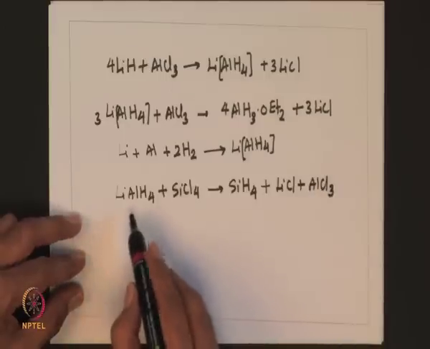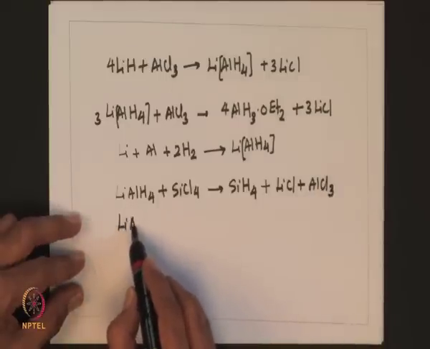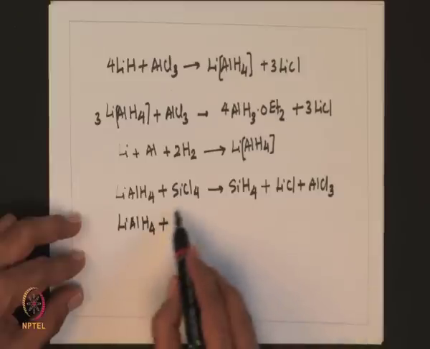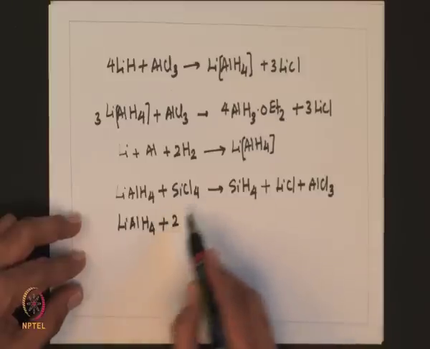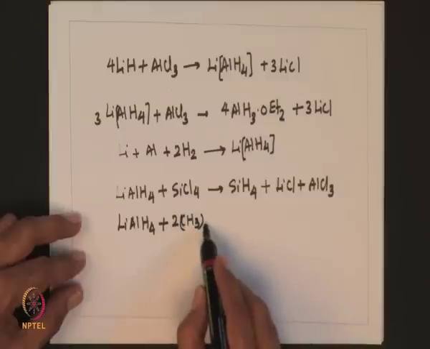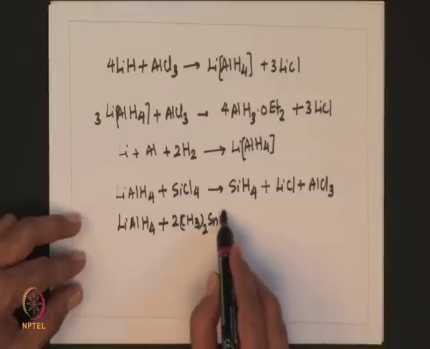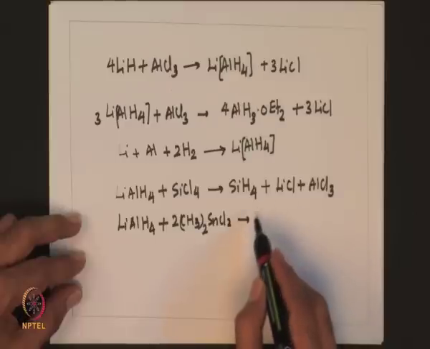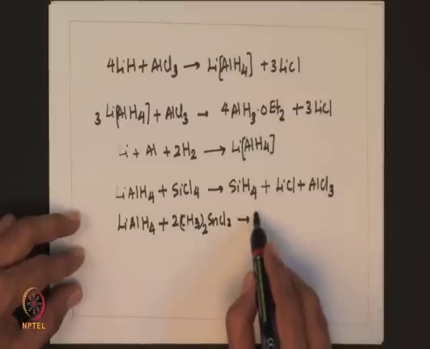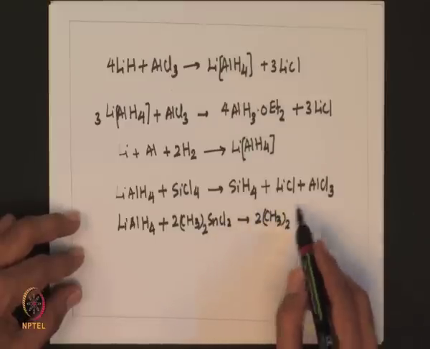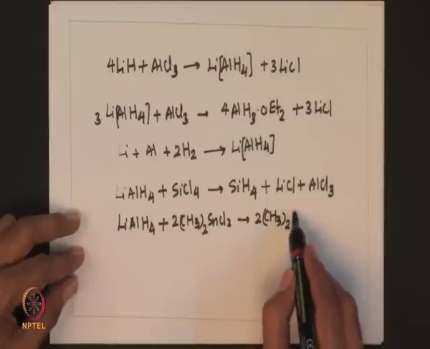Similarly, when you take lithium aluminum hydride and interact with dimethyl tin chloride, the corresponding dimethyl stannane can be generated. Dimethyl tin dihydride.